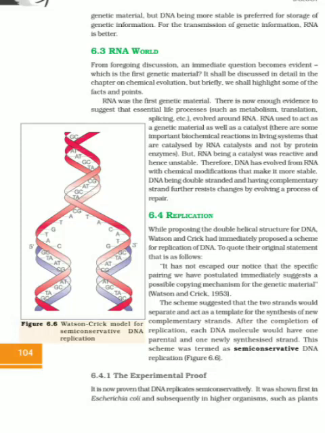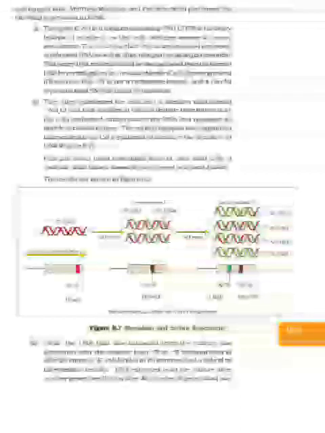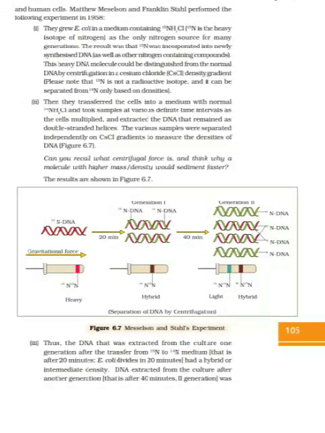It was shown first in Escherichia coli and subsequently in higher organisms, such as plants and human cells. Matthew Meselson and Franklin Stahl performed the following experiment in 1958. First, they grew Escherichia coli in a medium containing 15N ammonium chloride. 15N is the heavy isotope of nitrogen, as the only nitrogen source for many generations. The result was that 15N was incorporated into newly synthesized DNA as well as other nitrogen containing compounds.